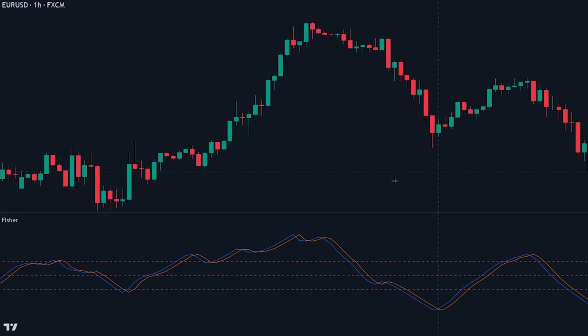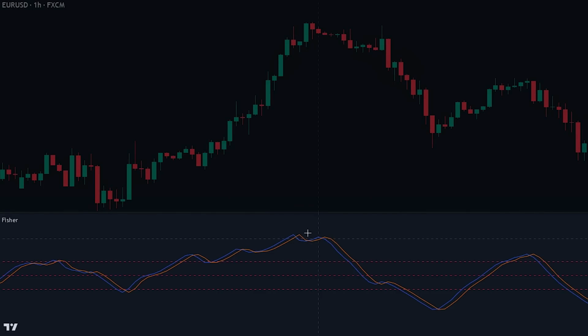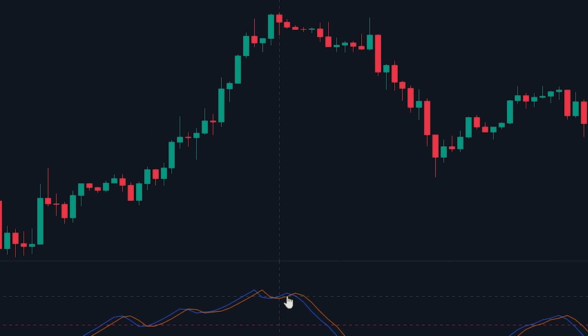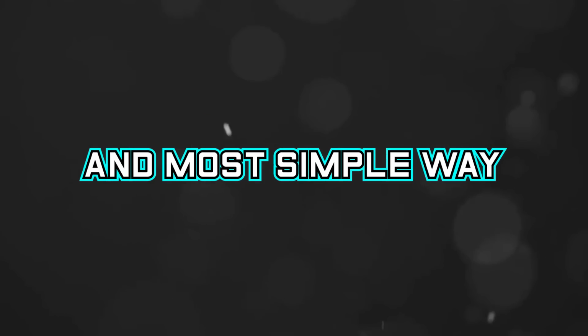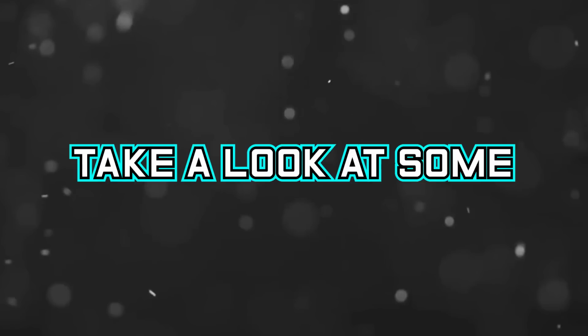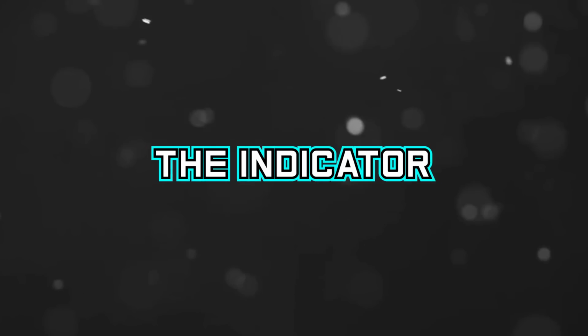The most simple way of reading the indicator is by looking at the values. If the value of the Fisher Transform is extremely high or low, it indicates that there is a high chance of a reversal. As you can see here, the value was very high after the price action made a large bullish rally. The high value on the Fisher Transform shows us that there is a large chance of a downtrend occurring. Despite this being the easiest and most simple way of reading the indicator, it's actually not that accurate, so let's now take a look at some powerful ways of reading the indicator.